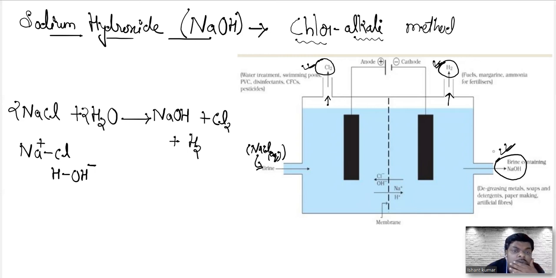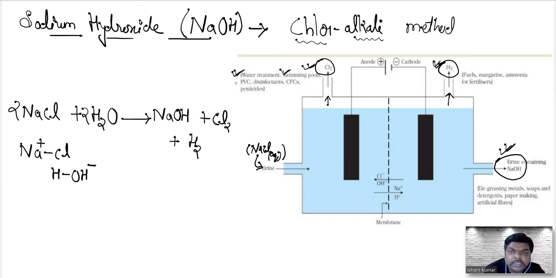Now, in this chloralkali method, the chlorine gas which is prepared, what is the use of this chlorine gas? This chlorine gas is used as a raw material for the preparation of some other products also. It is used for water treatment, for disinfecting the water in swimming pools. The swimming pool water is mixed with chlorine gas in order to disinfect the water.